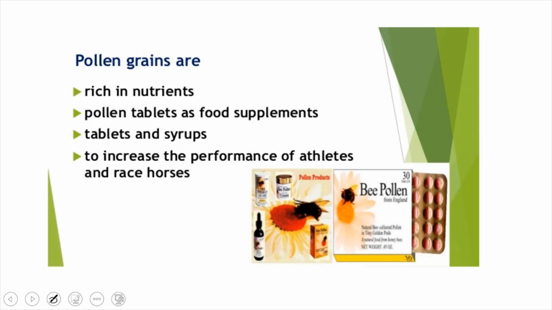See, pollen grains have energy. The tapetum, which is a nutritive tissue, provides nutrients to the growing pollen grains, right? They have to reach maturity, which means they need food materials. The tapetum supplies the food materials, so it's very rich in nutrients. That's why pollen grains are used as supplements in the form of tablets or even syrups. Most probably pollen grain tablets or syrups are used to increase the performance of athletes and race horses. For race horses, we'll use this, right?